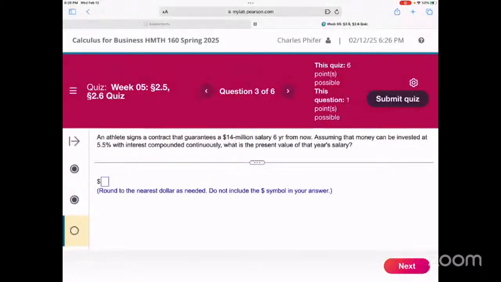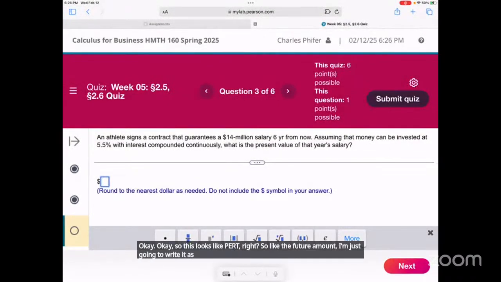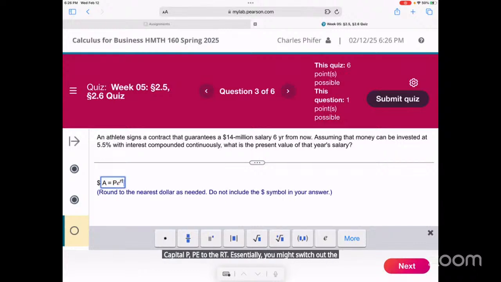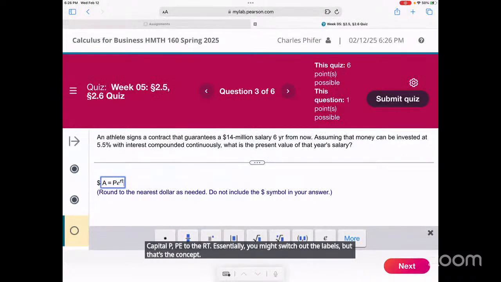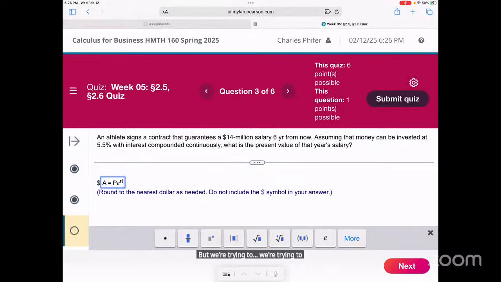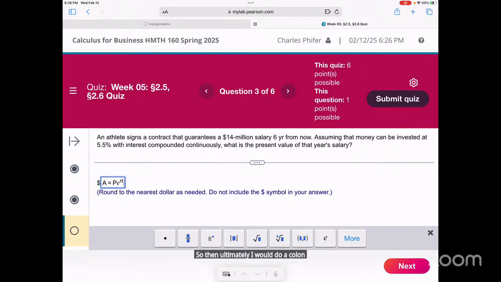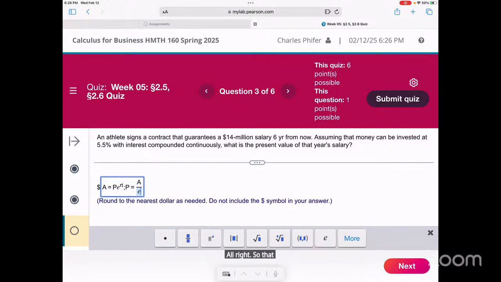Okay, so it looks like PERT, right? The future amount, I'm just going to write it as A equals P e to the rt. You might switch out the labels, but that's the concept. But we're trying to solve for the present value, so we're trying to solve for P in this case. Right now we have P times a number, so if we want to solve for P, we divide both sides by that number. So ultimately, P equals A divided by e to the rt. All right, so that's what we're going to do.